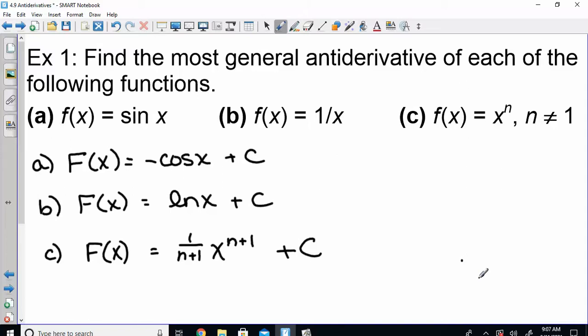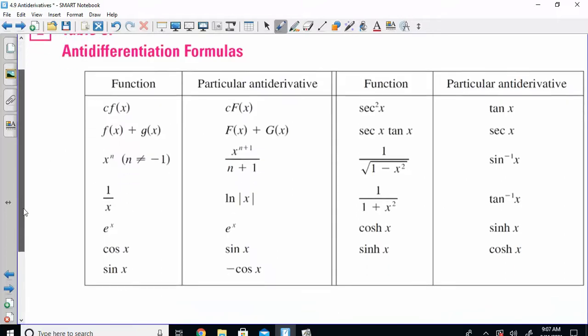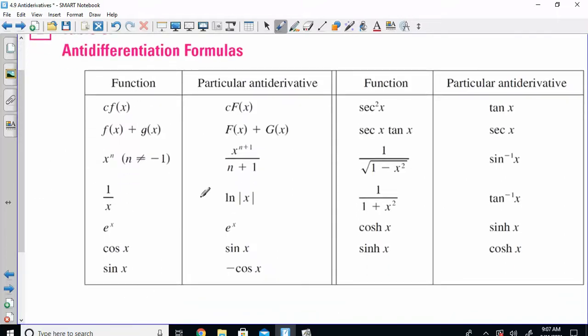Any questions so far? I put a table in here that's in your textbook. It has all of these common functions and what their antiderivative is. I put it in here since it's in the book, but it's not really something that we need to sit down and memorize because we are really good with our derivatives, so we can think backwards from those.